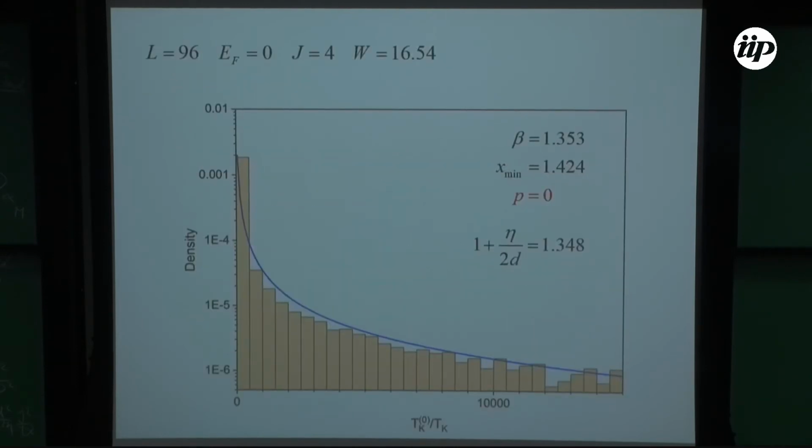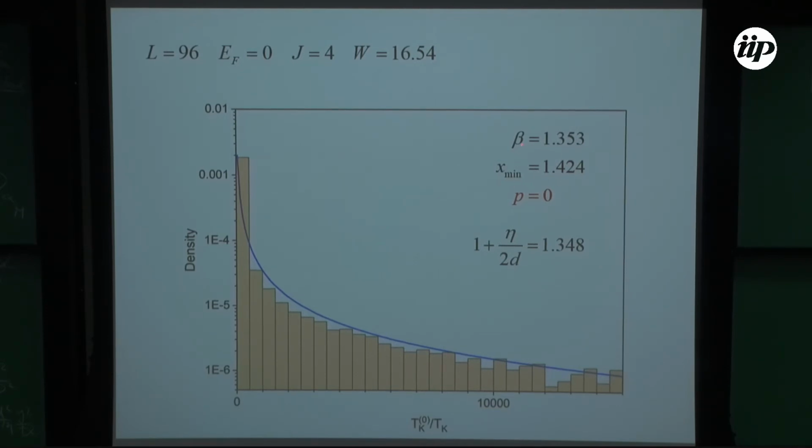Okay. Applying their procedure to our data, I think this is data for j equal 4. This is what we get. So now I'm using beta instead of alpha. We have 1.353. We have an x-min, which is roughly in agreement with what Stefan was predicting.